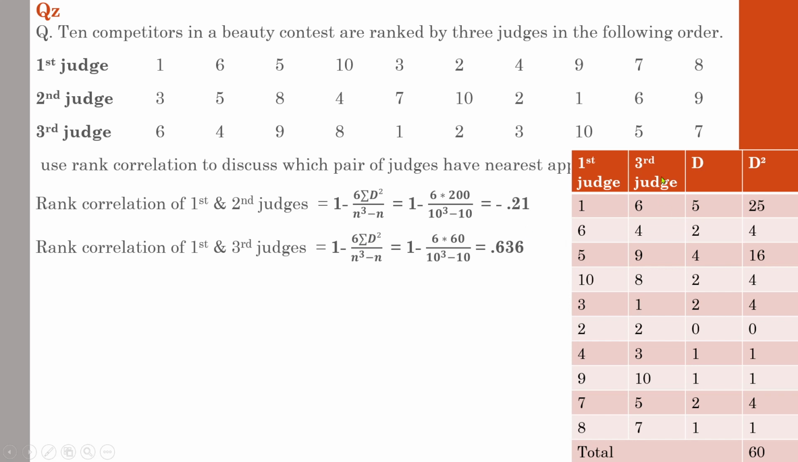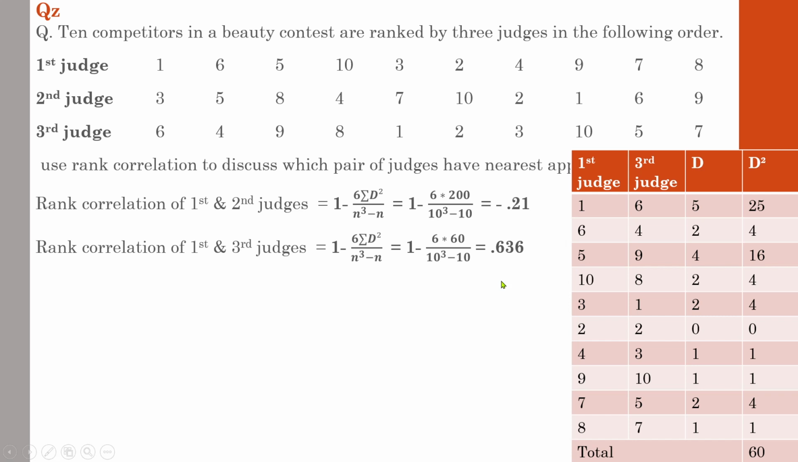Rank correlation of first and third judge. We were studying first and third judge. Equation is the same one. 1 minus 6 into sigma d square, here it is 60, divided by 10 raised to 3 minus 10, you will get 0.636. It's a positive value. Here it was negative.